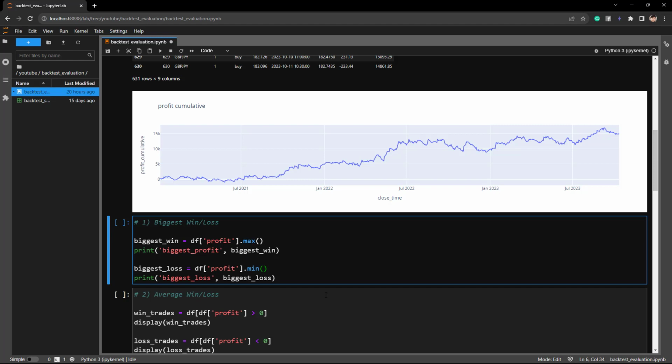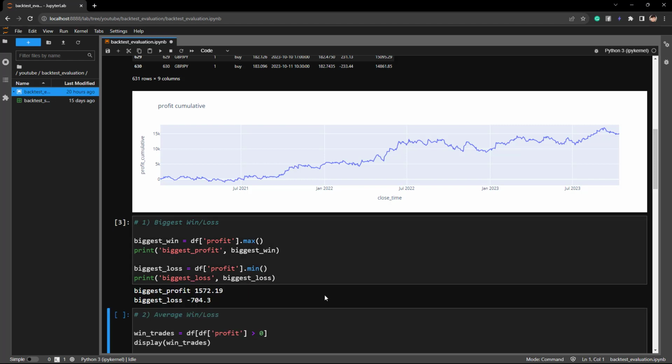By doing that and running that, we see that this strategy had the biggest profit of $1,572. And on the other hand, the biggest loss was minus 704.